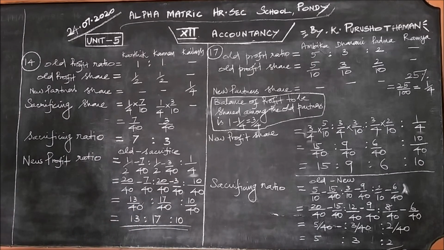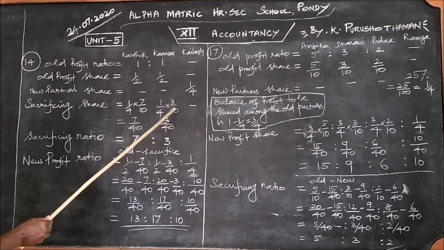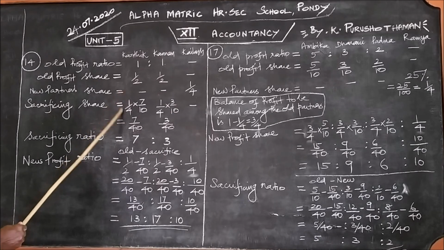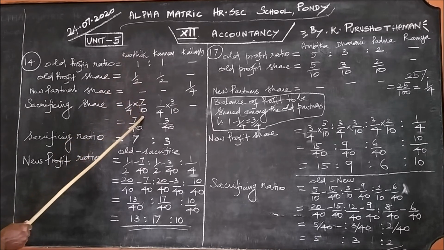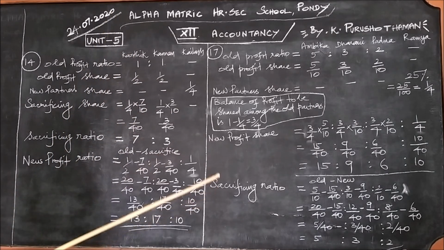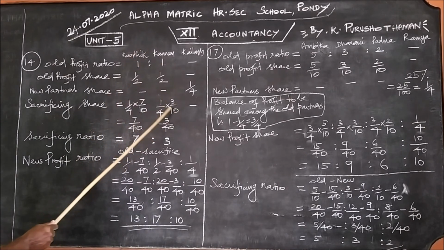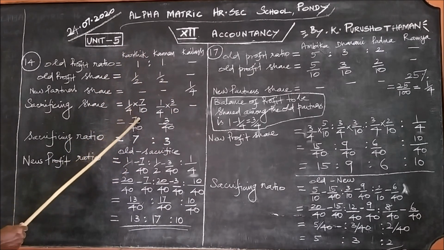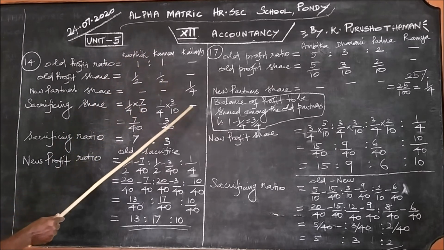7:3 in the sense 7/10. 7:3 means 7 plus 3, 10. That is 7/10, 3/10. So out of 1/4, 7/10 is given by Karthik. Out of 1/4, 3/10 is given by Kannan. So how much is given by Karthik and Kannan to Kailash?